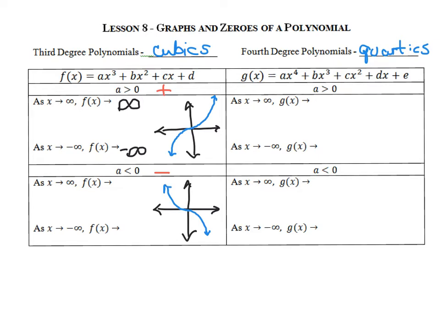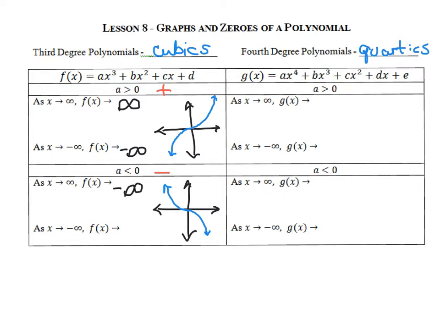It's got an odd exponent as its highest exponent, so therefore I know that the tails go to opposite sides. This time when I look at the graph, as x approaches infinity, that means I'm going this way on my graph. I'm looking at the right end of the graph. The function value, or the outputs, are approaching negative infinity. So as x approaches infinity, f of x approaches negative infinity.